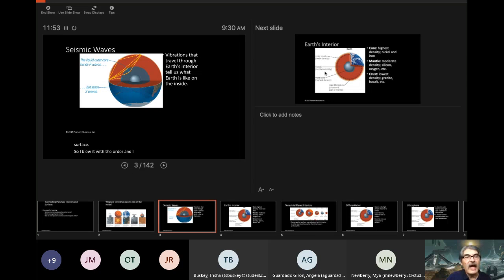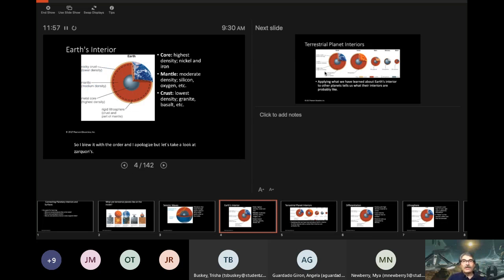But let's take a look at Zarquan's interior. So the structure of Zarquan, and for that matter, any terrestrial planet, is shown here. Now you kind of read that in the guides that I sent you, but I want to attack it again from another point of view.